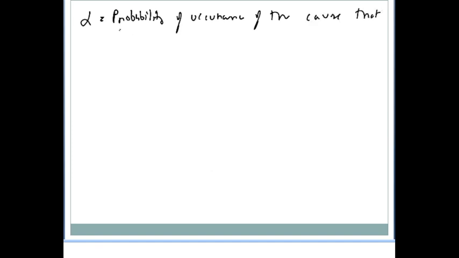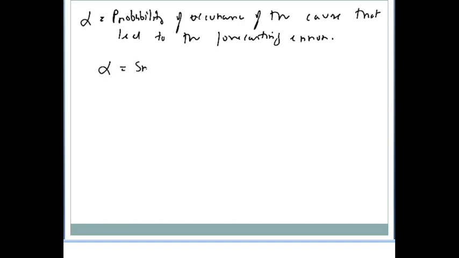Now, what is alpha here? Alpha is the probability of occurrence of the cause that led to the forecasting error.